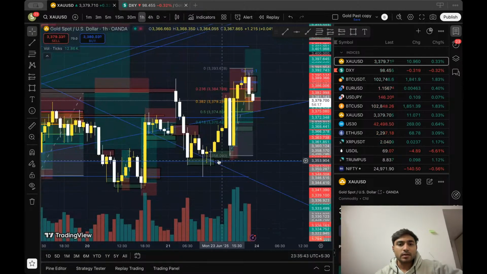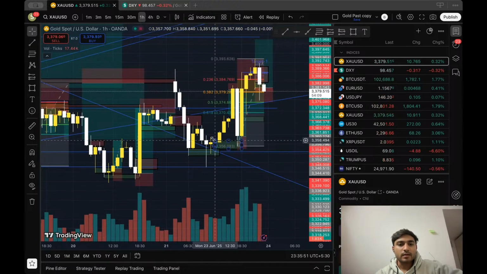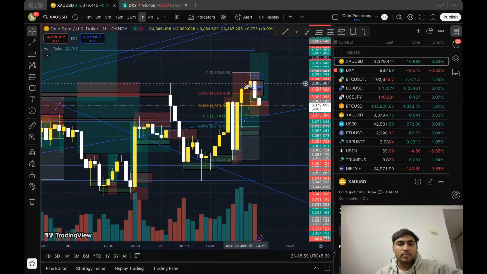This market structure again. This is the order block. I will show you what that order block is. The market structure again, formation of order block, testing of that order block in 1 hour level, then break of structure. And it's nice.